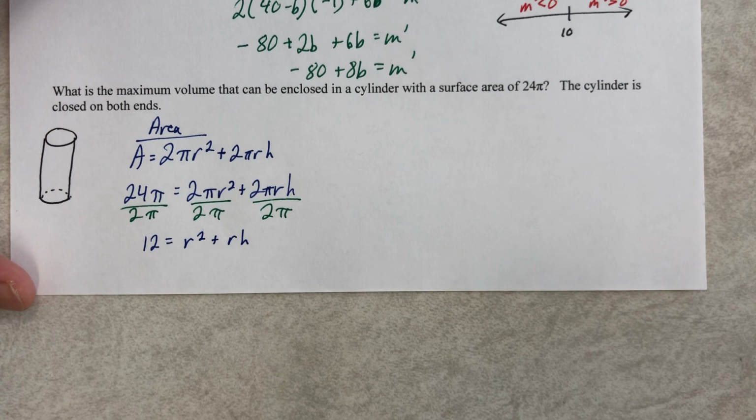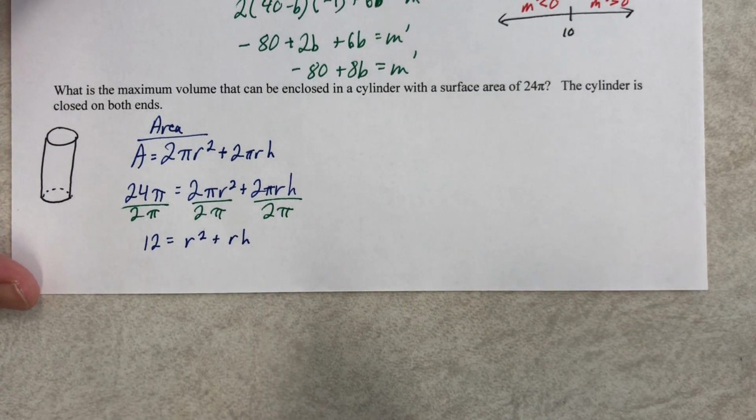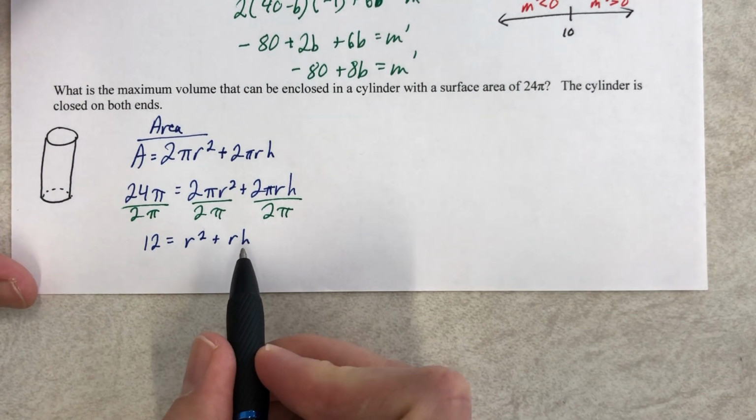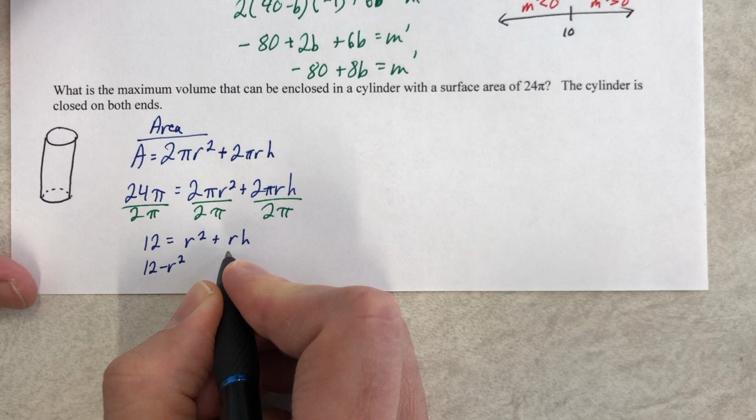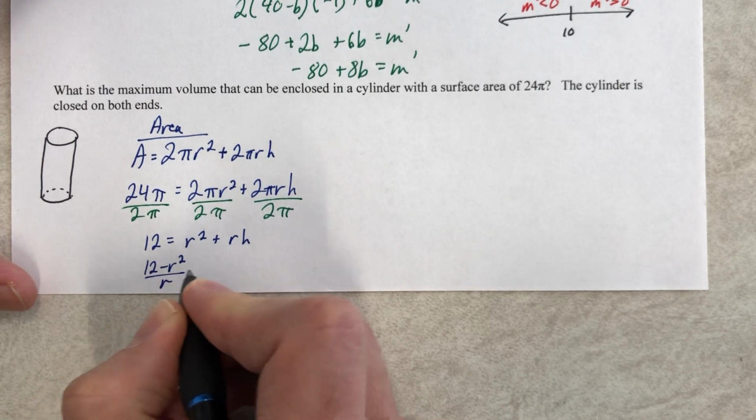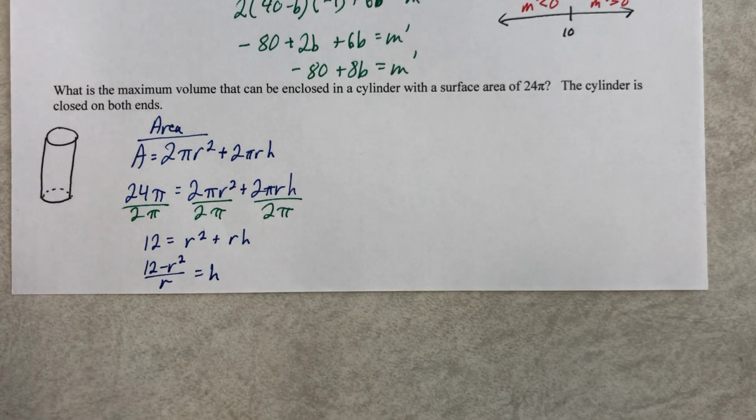Which variable do you want to solve for? Now, you didn't have to do this right here. It'll work out in the end, but I just kind of like it. Makes it cleaner from the beginning. I think the best thing to do is solve for h. So 12 minus r squared equals rh, and we would divide by r, and that is height.